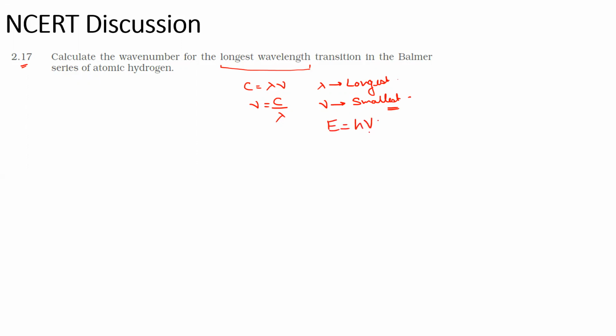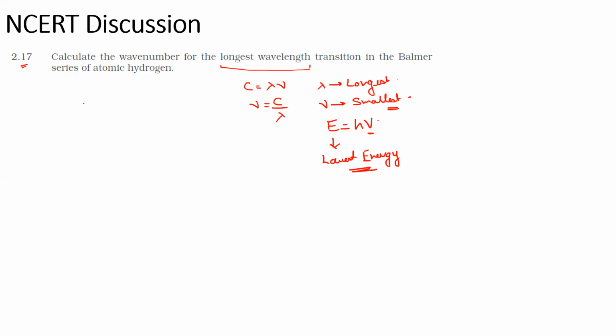So if the nu is going to be smallest, then he's talking about the lowest energy transition. So this is what we infer from the longest wavelength.